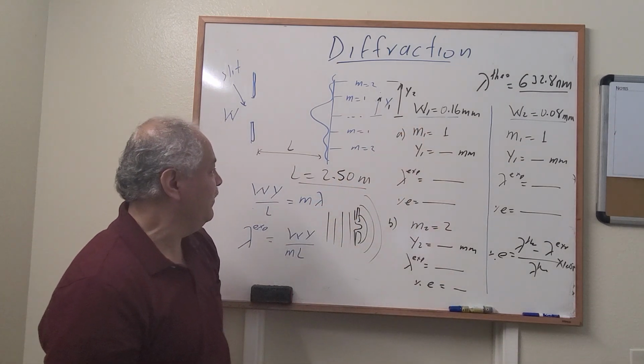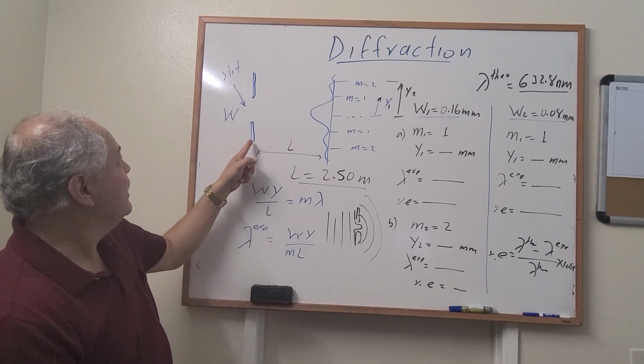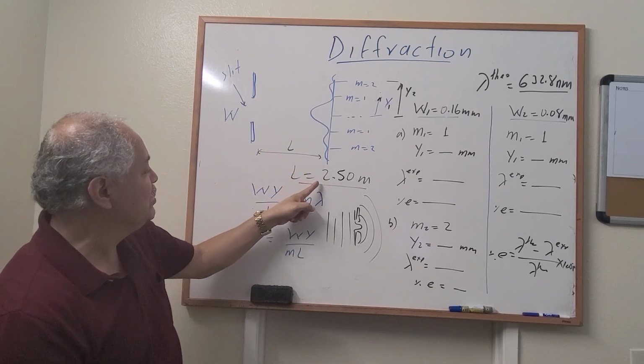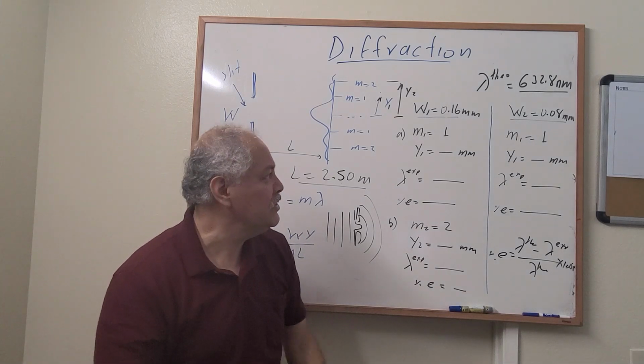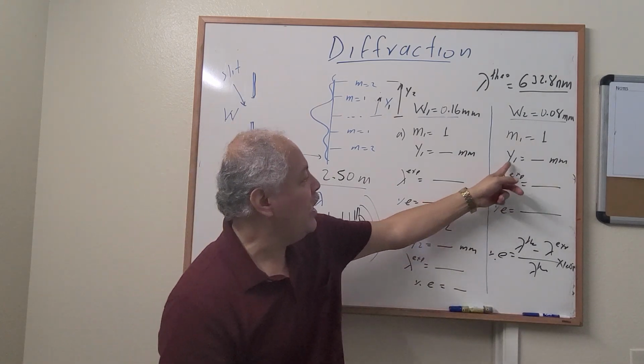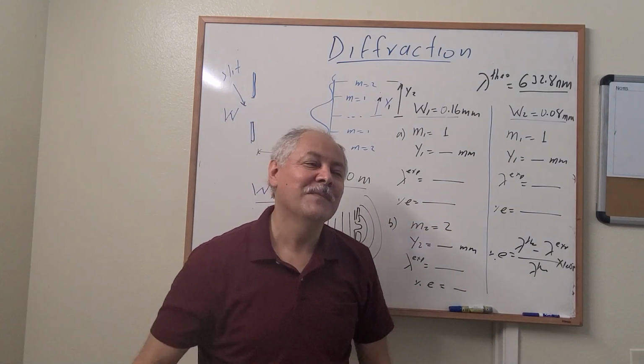Again, the distance between the slit and the screen is 2.50 meters, so everything is given. The only thing that you need to measure is y and do the calculations. Okay, let's do it.